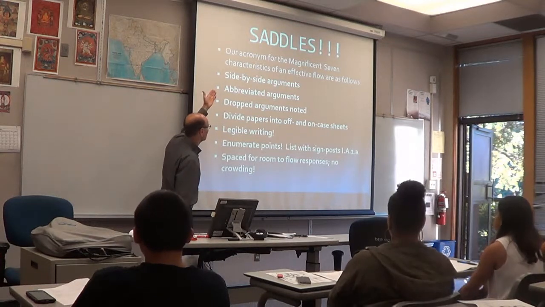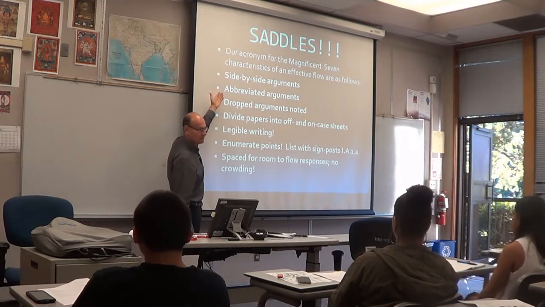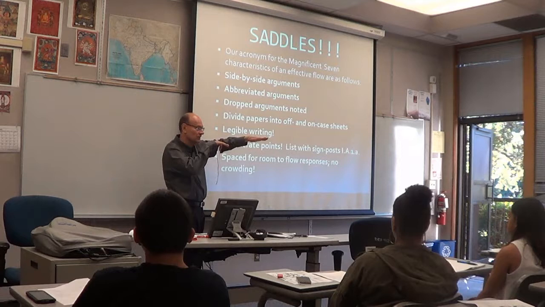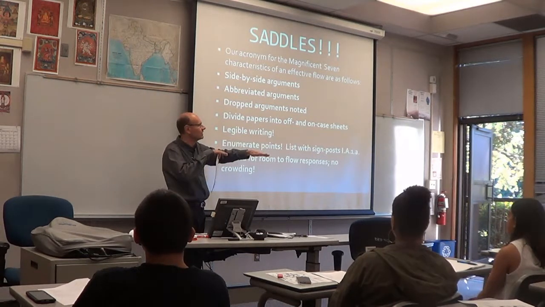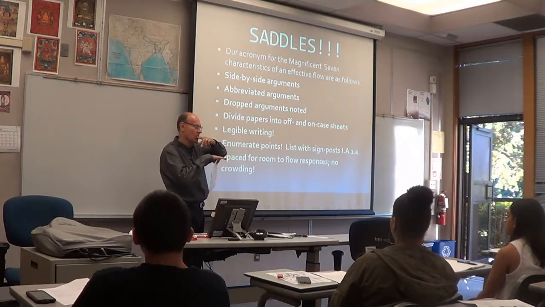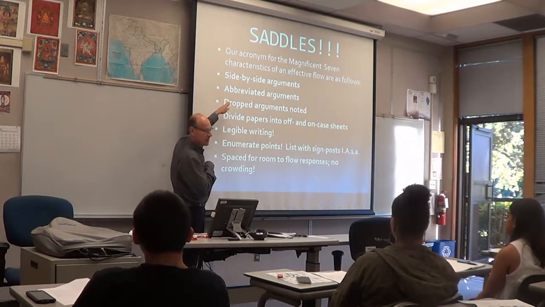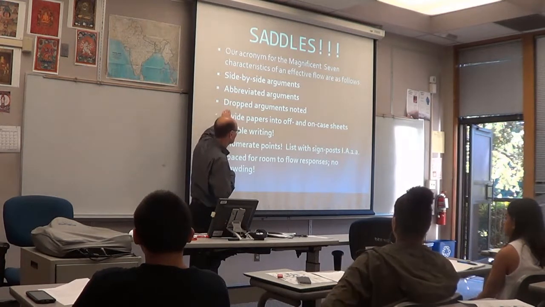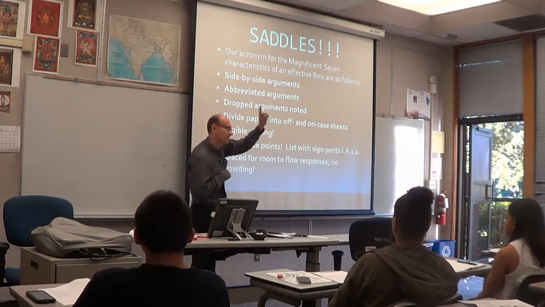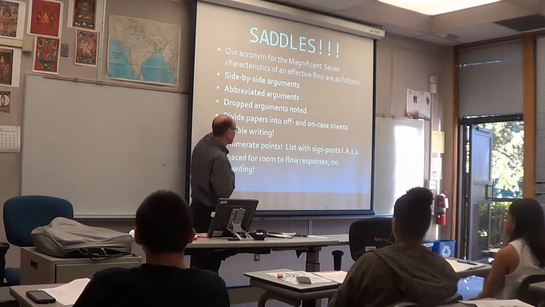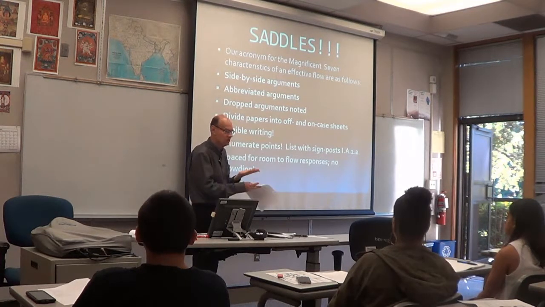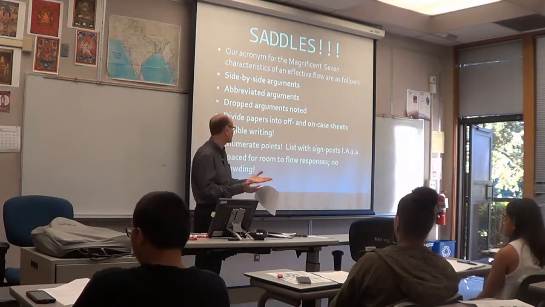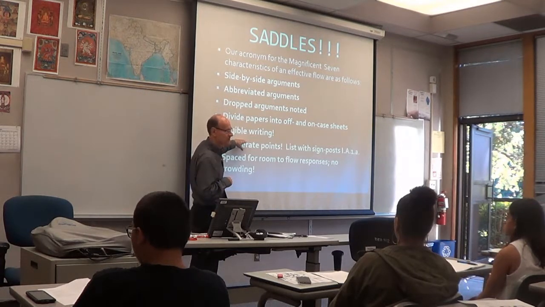So essentially, you want side-by-side arguments, okay? Because that way you can trace linearly, progressively throughout the round, each response, or absence of a response, too. Okay. You also have the abbreviated arguments. Dropped arguments can be highlighted with like a big circle. Okay. Divide papers into on and off case sheets so you can rearrange your speech in order like a deck of cards. Legible writing, for God's sakes, if you can't read your own writing, you've got a world of hurt.